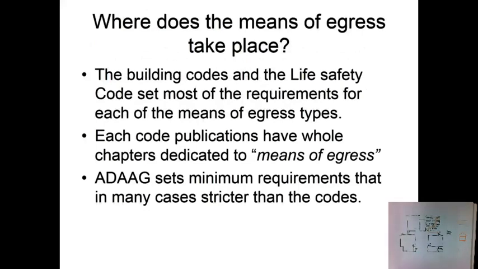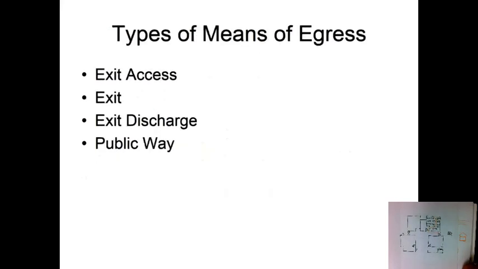So where does the means of egress take place? The building codes and the life safety codes set most of the requirements for each of the means of egress type. Each code publication has whole chapters dedicated to means of egress. The ADA-AG sets minimum requirements that in many cases are stricter than the codes. Remember, in Texas, we look at the TAS, Texas Accessibility Standards. So remember, there are 3 different types of exits: exit access, exit discharge, and public way.